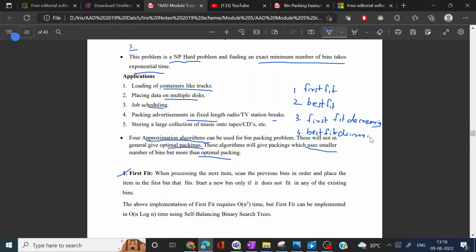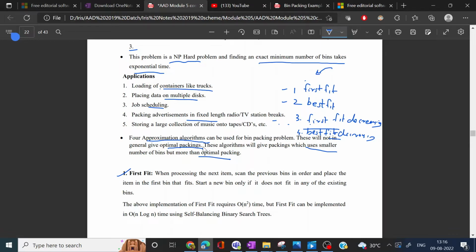In this, first fit and best fit can be considered as online algorithms. That means the bins are filled whenever the items are coming. Then for first fit decreasing and best fit decreasing, the items are already known and filled offline. So those can be known as offline algorithms.